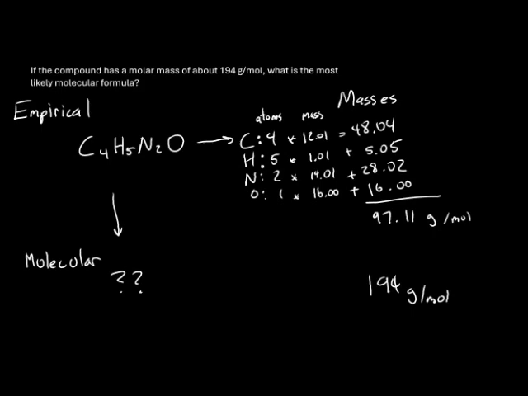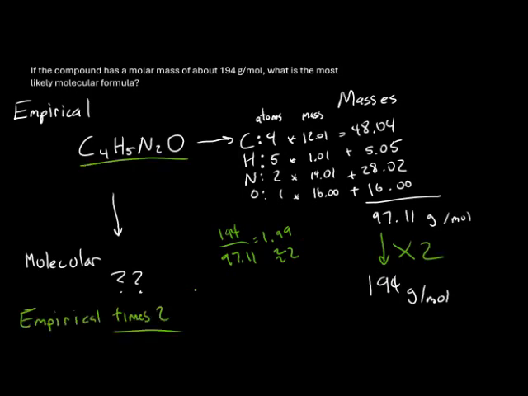So now we have to think about what do we need to do to go from 97.11 grams per mole up to 194. To do this, we'll take 194 divided by 97.11. If we divide this in the calculator, we'll get 1.99, which is almost 2. That means the most likely molecular formula is going to be our empirical formula times 2.